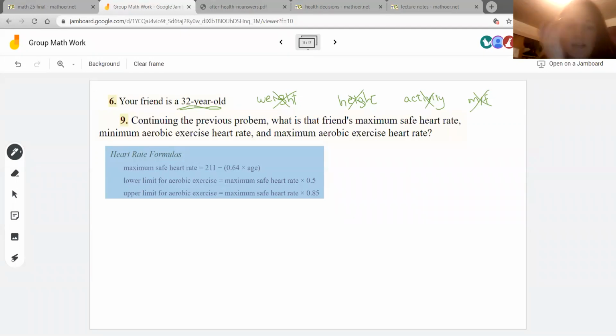So I didn't understand this one, because we went 211 minus 64 times the age, right? Yes. I feel like it was too much. Like the numbers were too high. So I didn't understand what we're referring to, like a minute or the whole day.